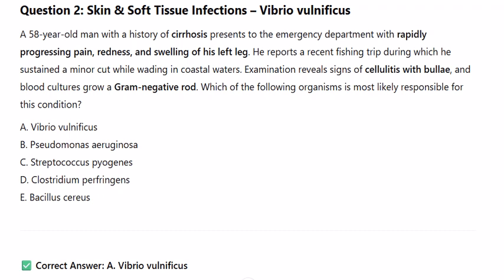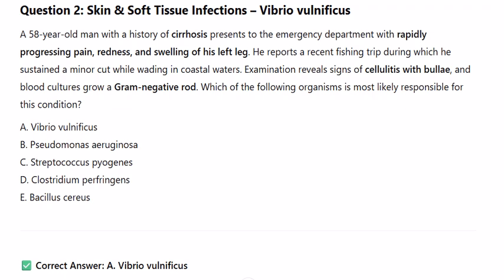Which of the following organisms is most likely responsible for this condition? A. Vibrio vulnificus. B. Pseudomonas aeruginosa. C. Streptococcus pyogenes. D. Clostridium perfringens. E. Bacillus cereus. Correct answer: A.